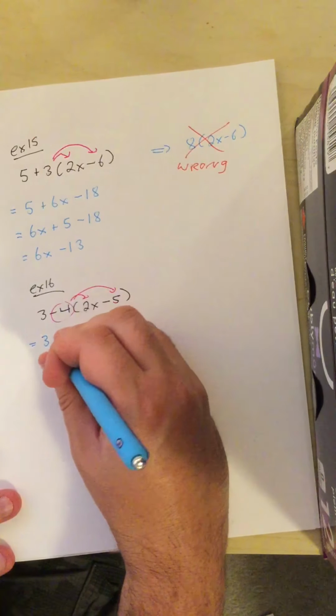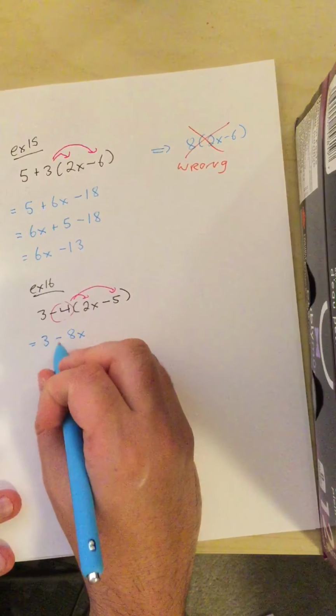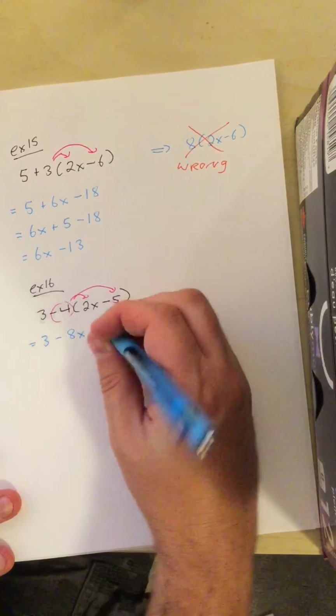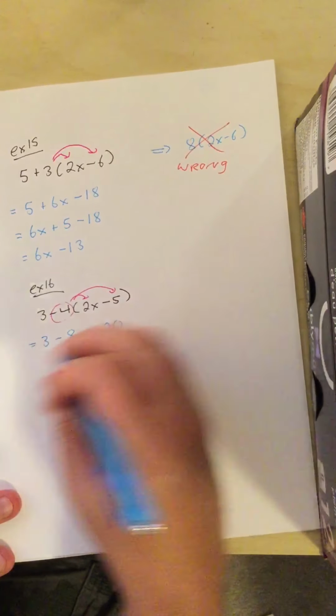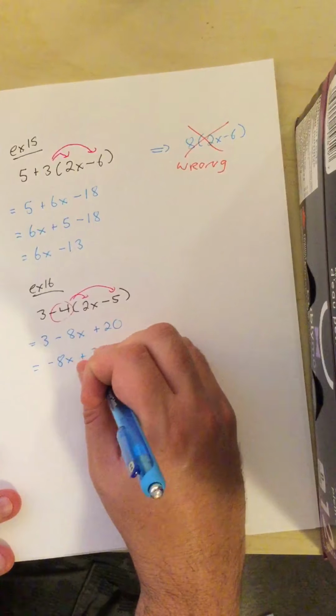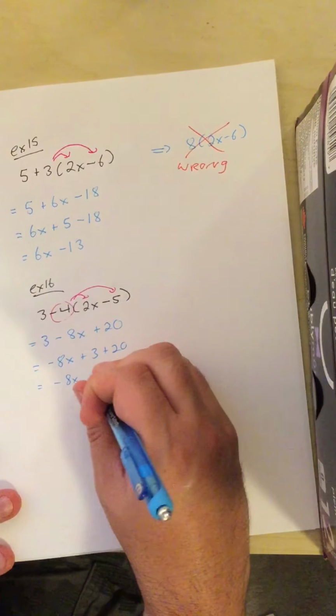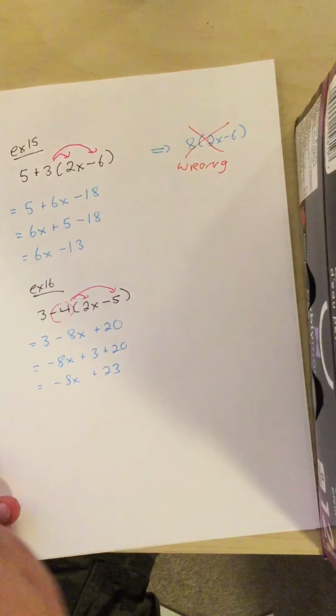Minus 4 times 2 is minus 8x. And if it was positive again, remember we would write a positive because we don't leave a blank. And minus 4 times minus 5 is 20. Let's jostle these around. Minus 8x plus 3 plus 20. Minus 8x plus 23.